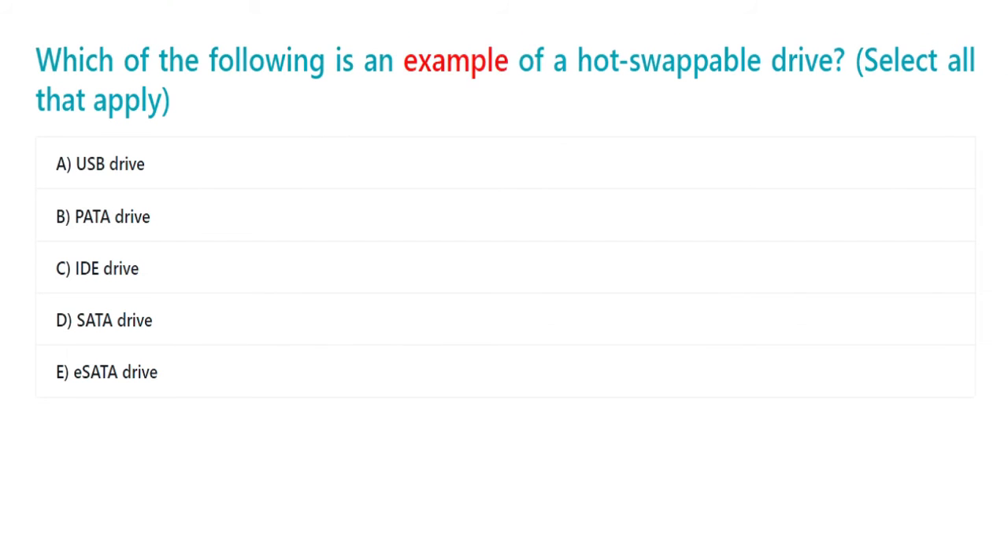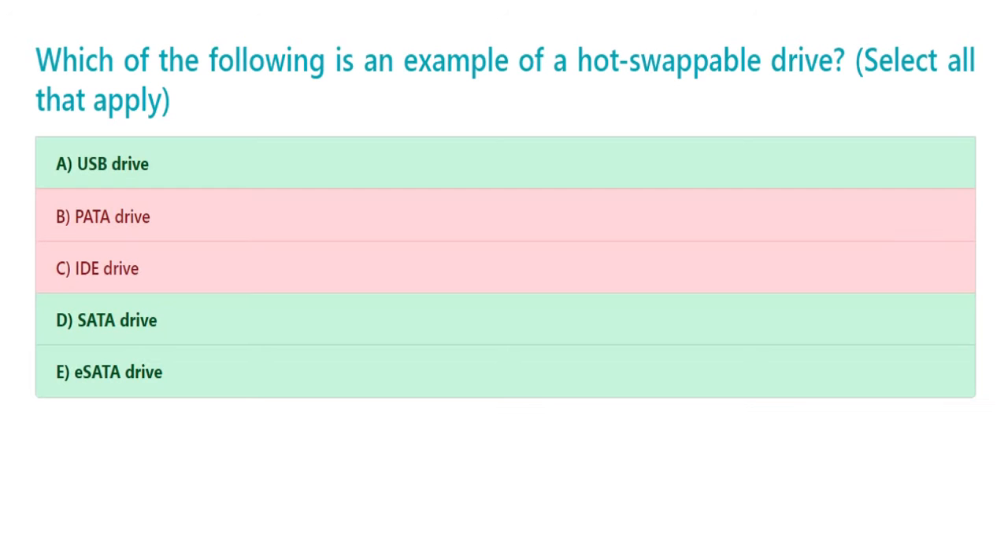Which of the following is an example of a hot-swappable drive? Select all that apply. A. USB drive. B. PCIe drive. C. IDE drive. D. SATA drive. E. eSATA drive. The correct answers are A. USB drive. D. SATA drive. E. eSATA drive.